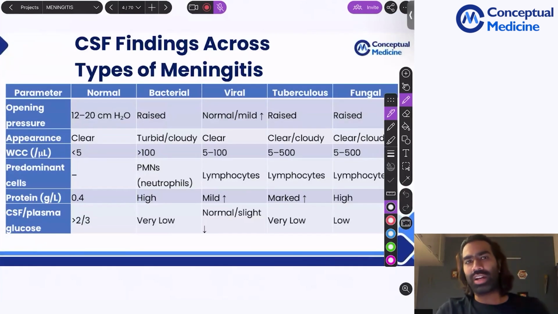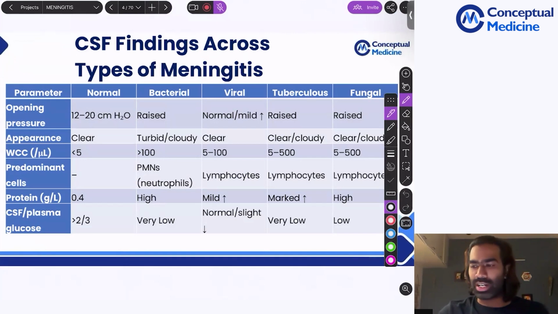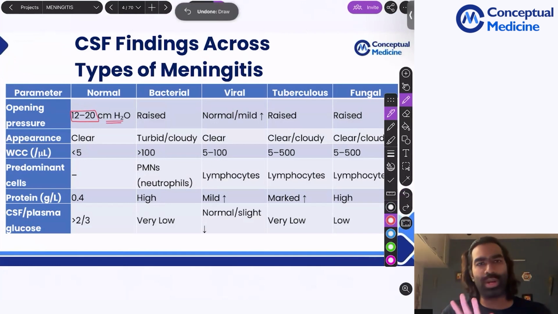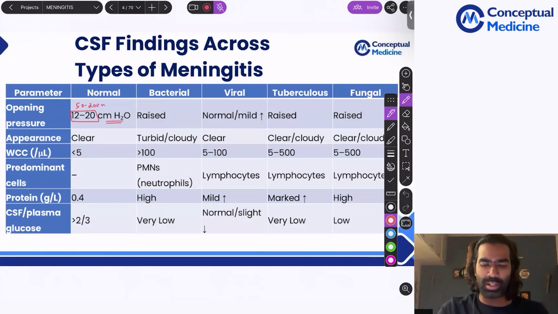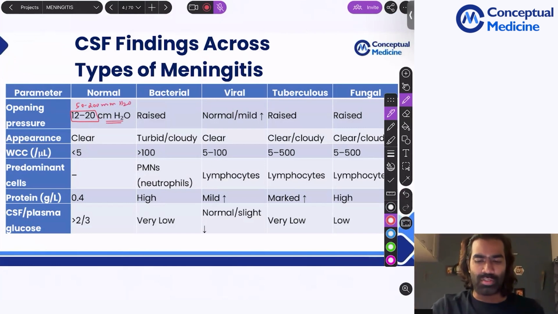So these are the CSF findings. These are something that you would have studied in your undergraduation itself. So generally, what is the normal opening pressure? It's around 12 to 20 centimeters of water. That's very important. Some textbooks say 5 to 20 centimeters of water is fine. Some textbooks say 10 to 20. So whatever it is, it's fine. Up to 20 centimeters of water is perfectly fine. If you want to convert it to millimeters of water, then it must be somewhere around 50 to 200 millimeters of water. 50 to 180 or 50 to 200 millimeters of water if you want to know in millimeters of water.